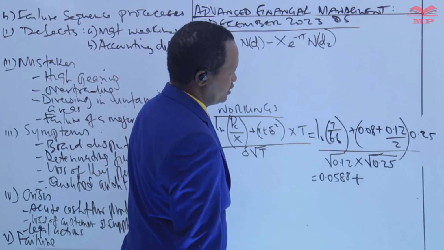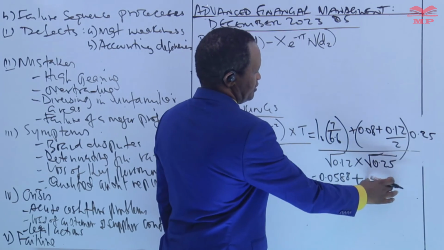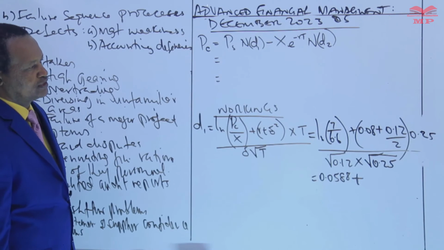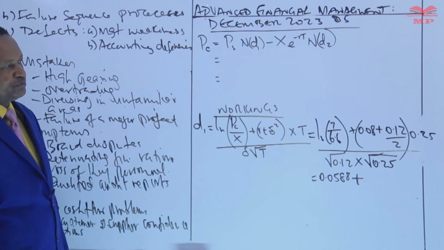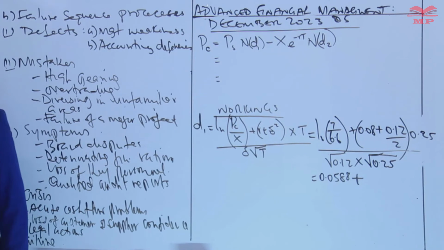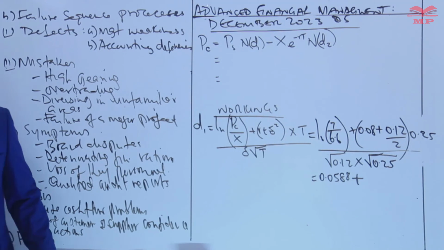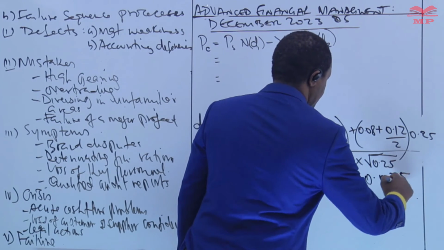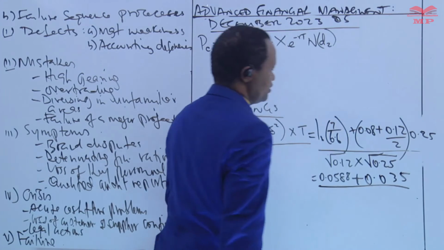Now give me the value. 0.08 plus 0.12 over 2 times 0.25. Hope says 0.035. 0.035. Give me the denominator.